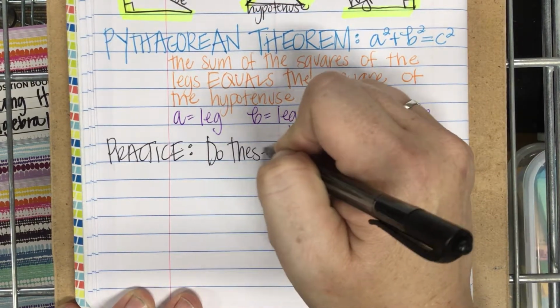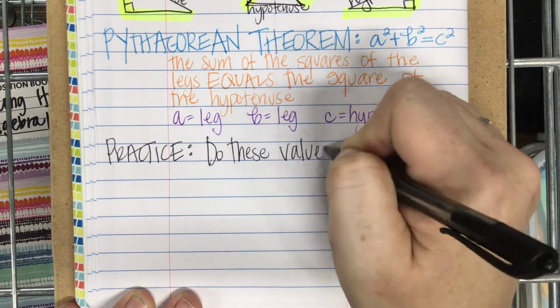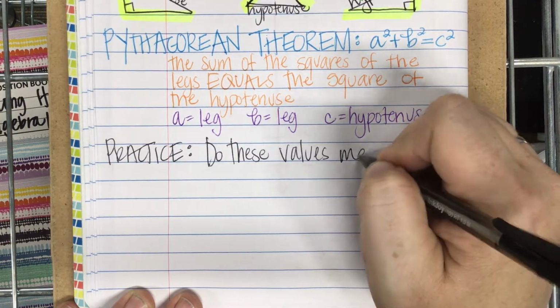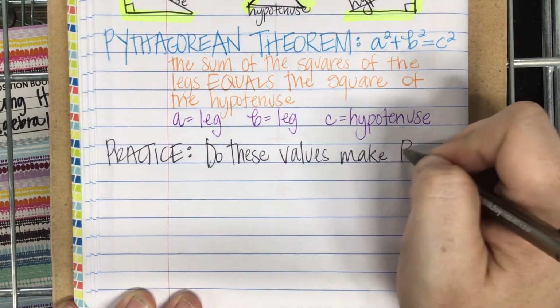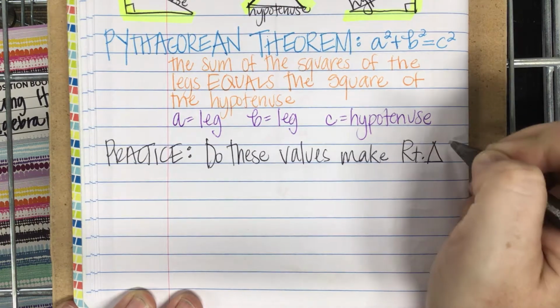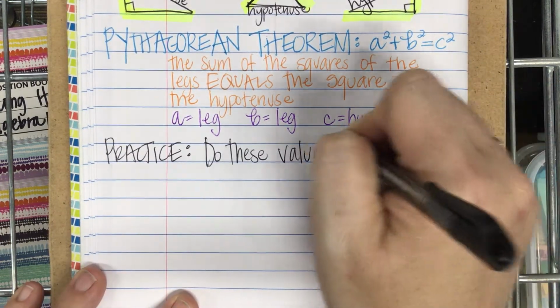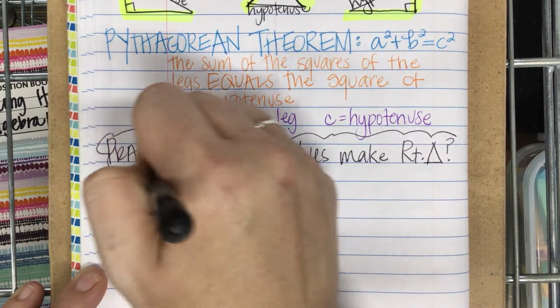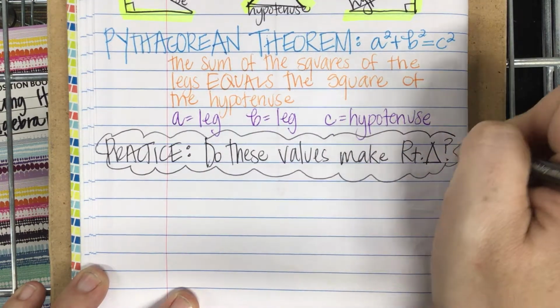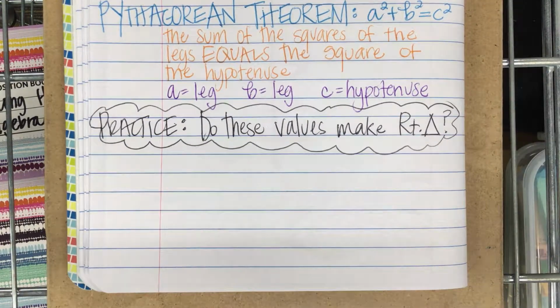Do these values make a right triangle? Do these values make a right triangle? We're going to test it.